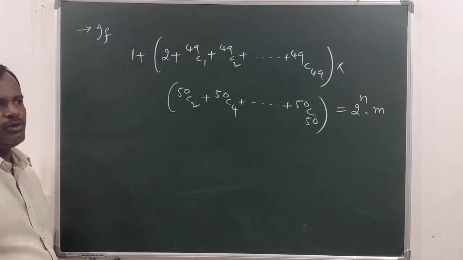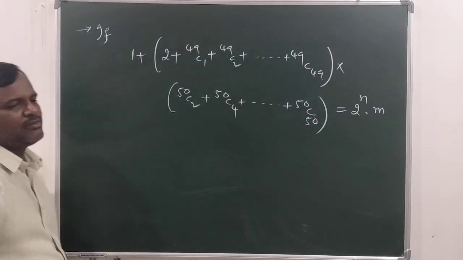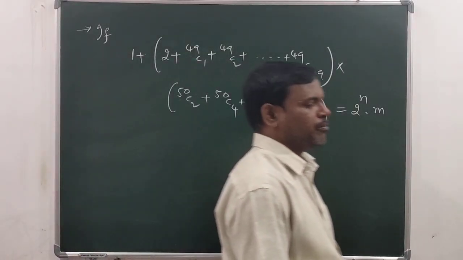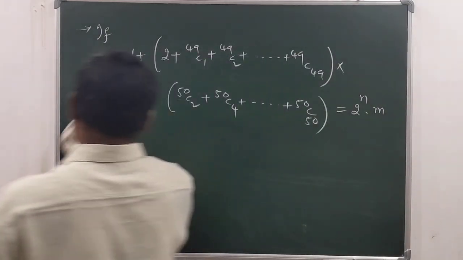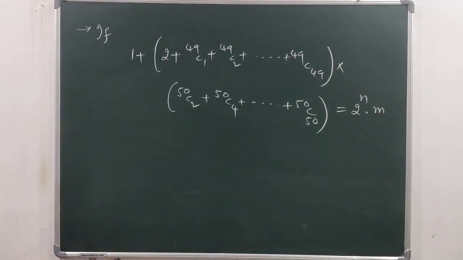Then m plus n is equal to how much? This is the given question. And find m plus n. They said that m is an odd number. How do you answer this question? Tell me.